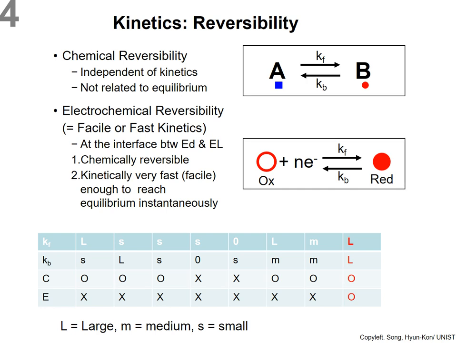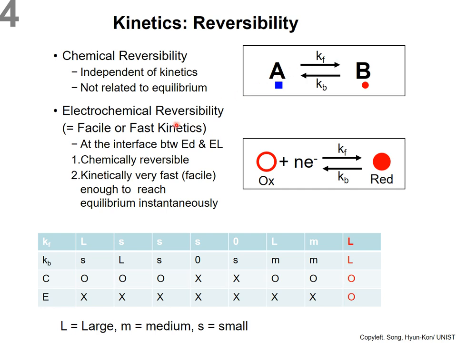And also, I'd like to give you the concept of reversibility. And electrochemical reversibility involves the kinetic information. Here is the chemical reaction. A is going to B, and B can go back to A with forward rate constant and backward rate constant. So if the product B can go back to the reactant A, then we could say this reaction is chemically reversible. Sometimes the forward rate constant is bigger than the backward rate constant, or sometimes vice versa. Sometimes they are equal to each other. So independent of the kinetics, we can say this reaction is chemically reversible, which is also not related to equilibrium.